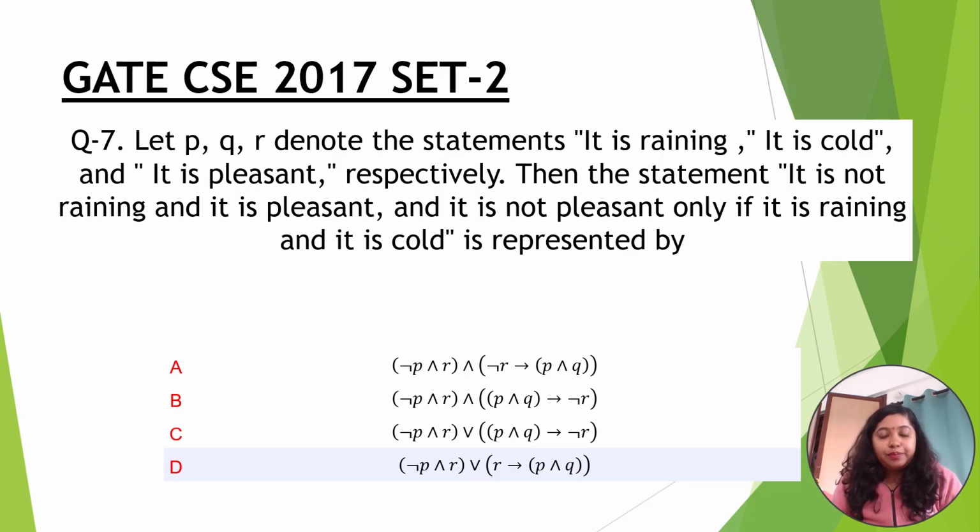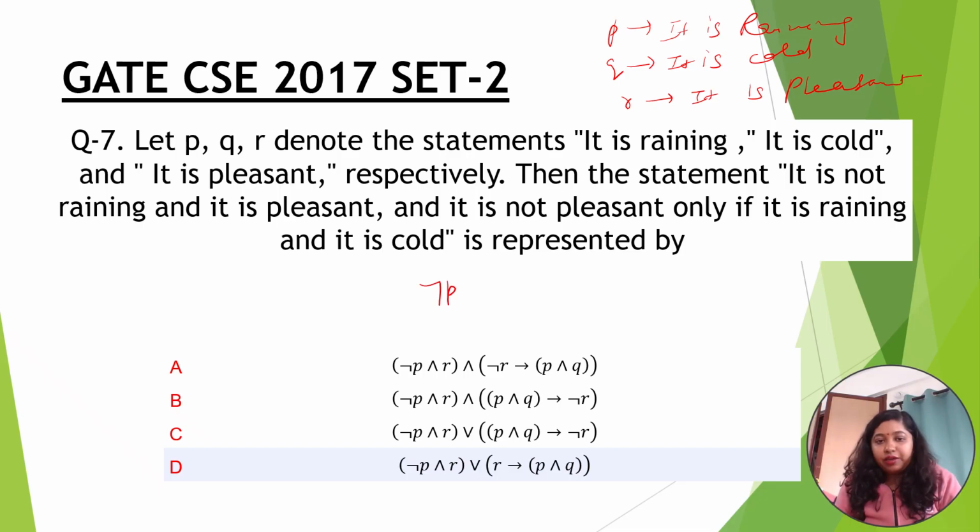Now next question. Let P, Q, R denote the following statements. P denotes it is raining. Q denotes it is cold. R denotes it is pleasant. Then the statement, it is not raining and it is not pleasant. It is not raining के लिए क्या हो जाएगा? Not P, and it is not pleasant. That means it is not raining and it is pleasant. Pleasant के लिए हो जाएगा R.